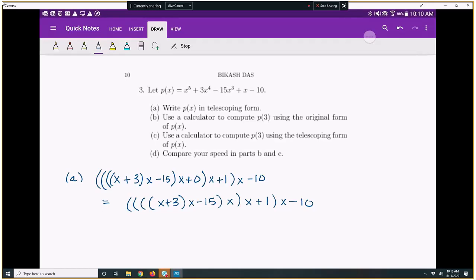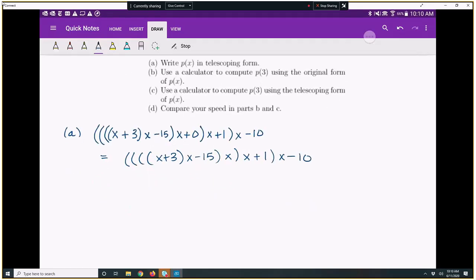And if I wasn't sure if I did it right, I could go ahead and multiply this back out. I could say, okay, x plus 3 times x is going to be x squared plus 3x, and then minus 15.